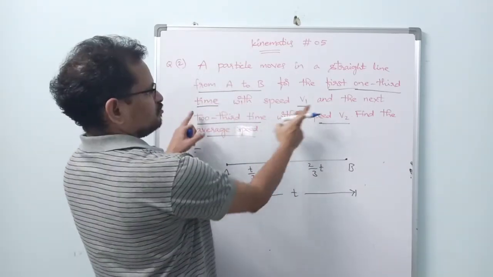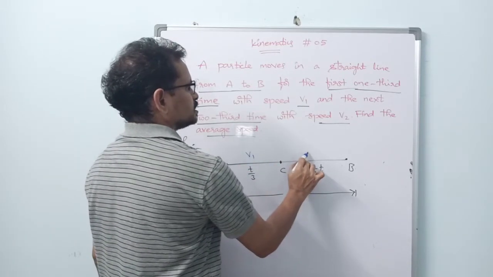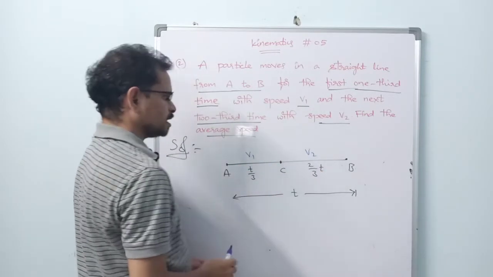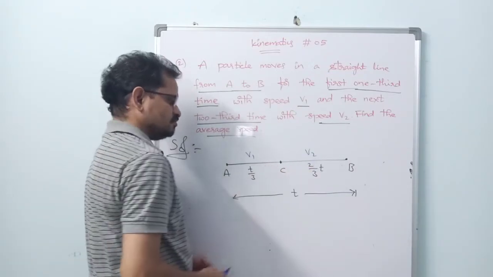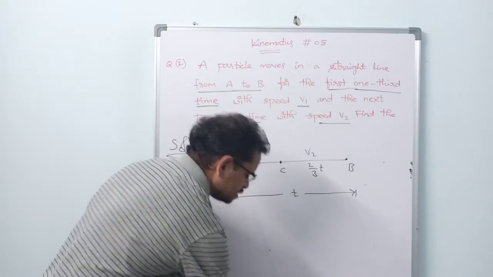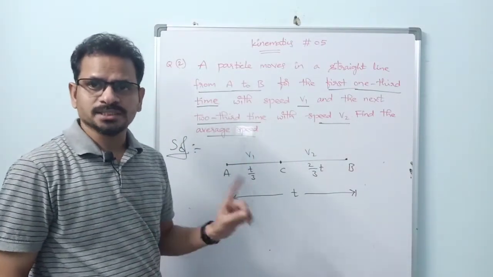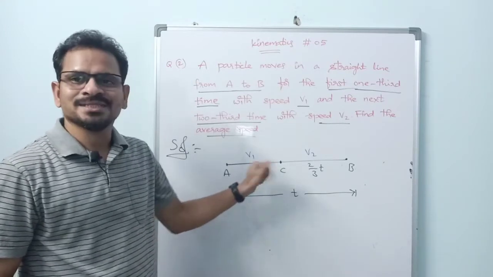Okay. First one-third of the time with speed v1. So here speed is v1. Here speed is v2. For the second part of the journey, speed is v2. Simple. So here you should always take care that in the previous problem numbers were given to us, numericals were given to us. But in this problem symbols are given to us.